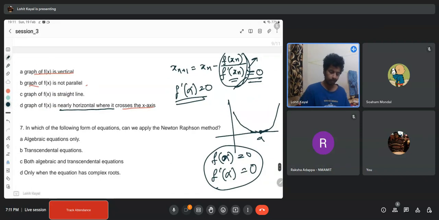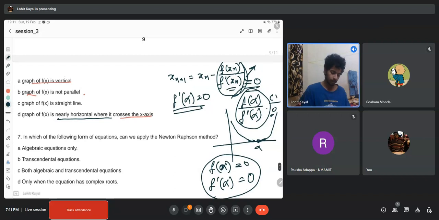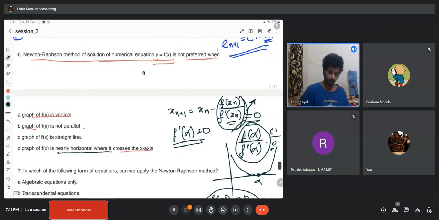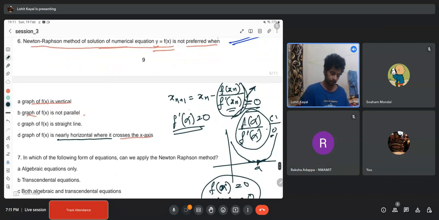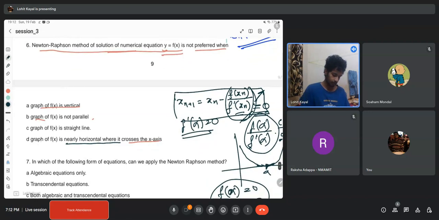So it indicates that this f of alpha by f prime of alpha cannot exist here, because it is some quantity divided by 0, so it will be infinite. In that case, we will not be able to apply the Newton-Raphson technique using this formula. So the method is not desired for this kind of solution. So option D here is the correct choice.